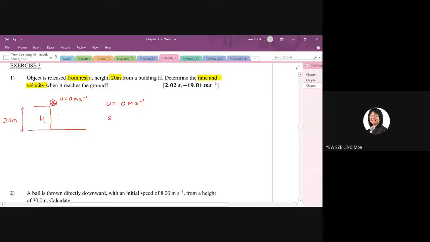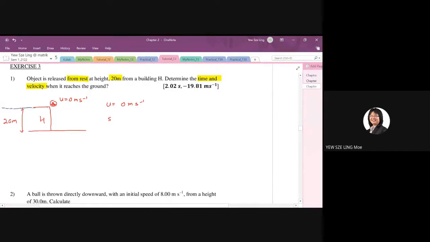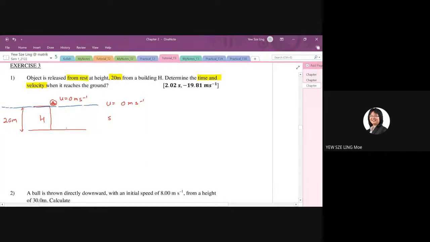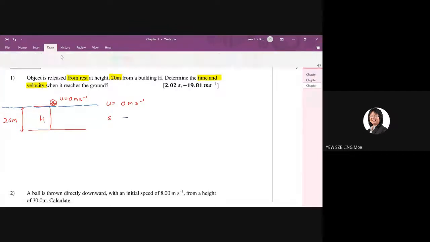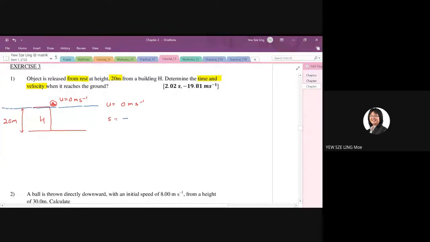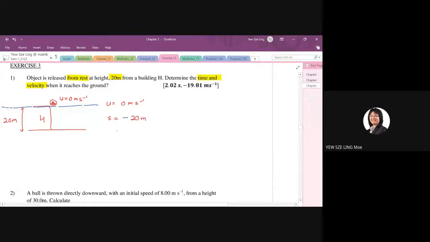But if you look at the diagram, this is the importance of the diagram. You look at this diagram, this 20 meter is located below the object. So if it's located below the object, then what does it mean? It means it is a negative value. So your s is equal to negative 20 meter.